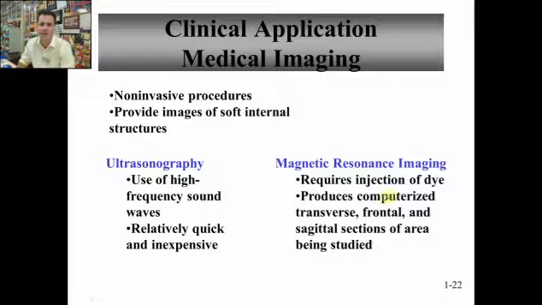You also have MRI, magnetic resonance imaging, which uses some dye, and then you get images. It uses the various sections, the planes that we talked about: transverse, frontal, and sagittal sections. It slices the body, so to speak, into different planes, and then it puts those planes together as well if necessary, if the doctor so requests.